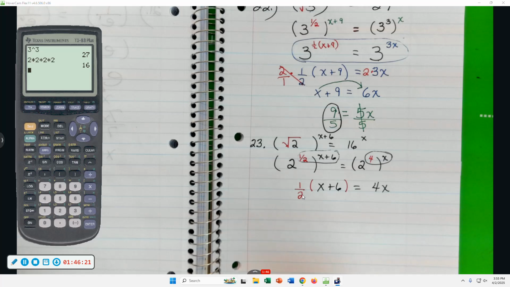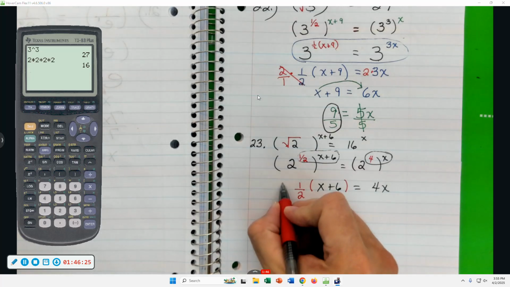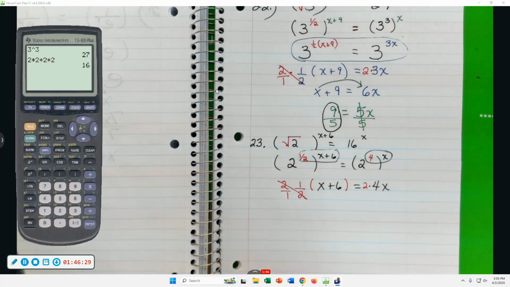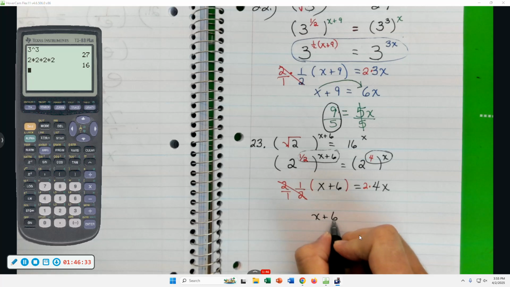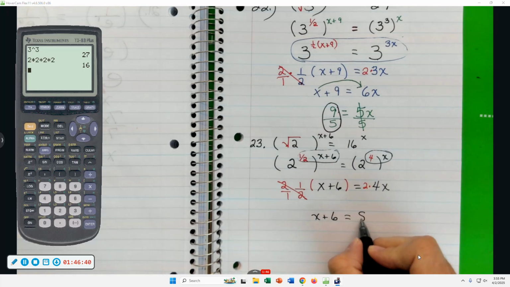What am I going to do now? Multiply both sides by 2. That just gets rid of all the fractions. So what have we got on the left side? Y'all tell me what we have on the right side. 8x.